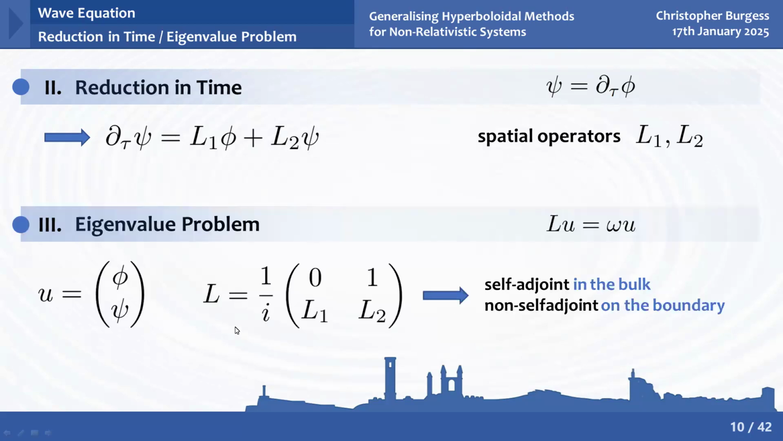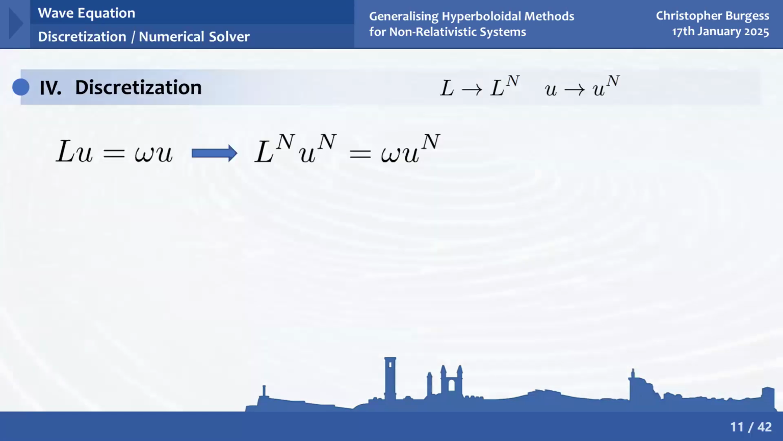Then we get an eigenvalue problem, and it can be shown that this eigenvalue problem is self-adjoint in the bulk and non-self-adjoint on the boundary of the space. If we think back to the picture of the guitar string that we plucked, that had dissipation everywhere. Here we just have dissipation at the boundaries, which is what we expected because we squashed in infinity, brought that in, and that's why we have dissipation.